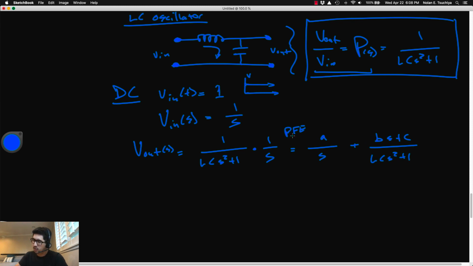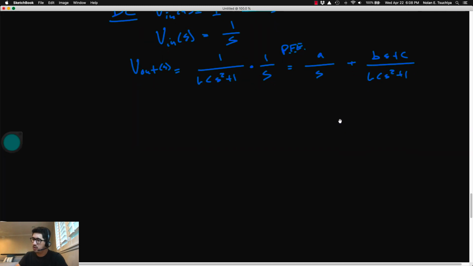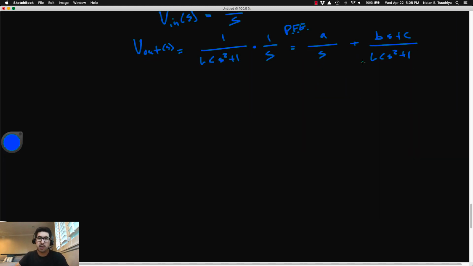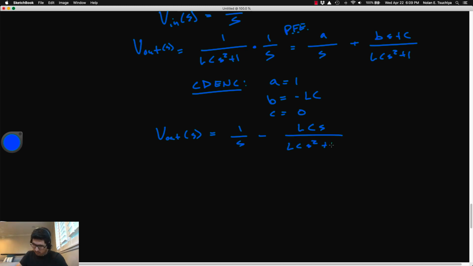Using our partial fraction expansion from way early on in the course, we can get the same type of result here. Using methods we already know, common denominators and equating numerator coefficients, we can solve for the coefficients. In this case, we'll do it symbolically. B is equal to minus LC, and C is equal to 0. So our voltage out, big V of S, in the Laplace domain looks like 1 over S minus LCS over LCS squared plus 1.